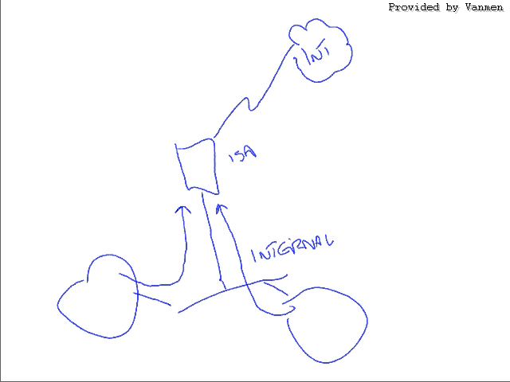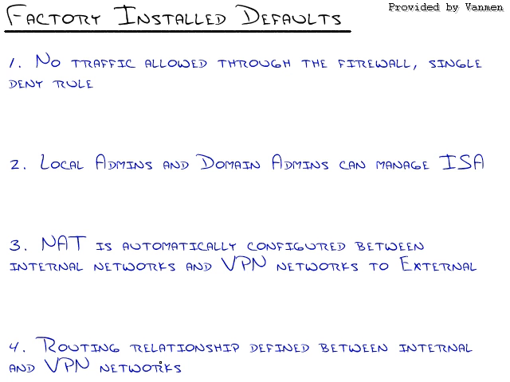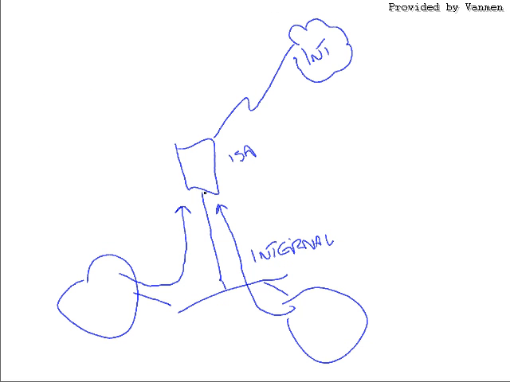Now, let's go back to our facts chart right here. We've got the NAT is automatically configured between the internal networks and VPN networks to external. So what that means is when we're configuring our ISA server, by default, even though there's a deny rule, if we were to allow traffic, it automatically does network address translation from our internal group out to the internet. And I know internal and internet start with the same thing, but that's what that cloud is.